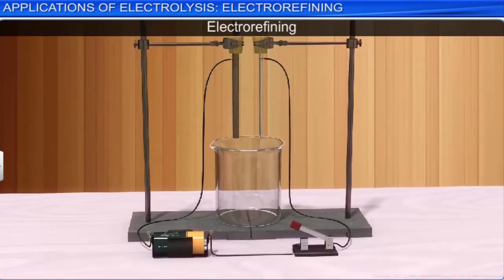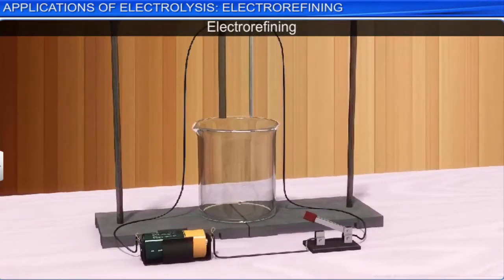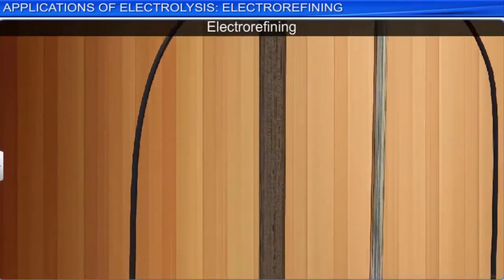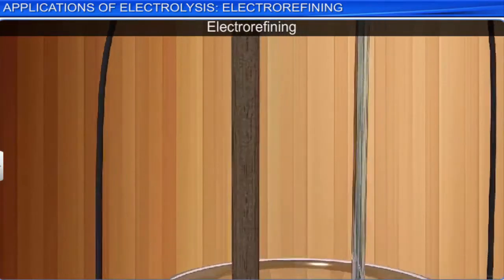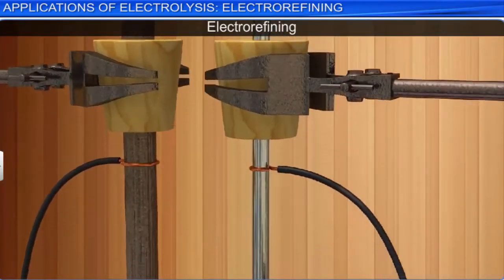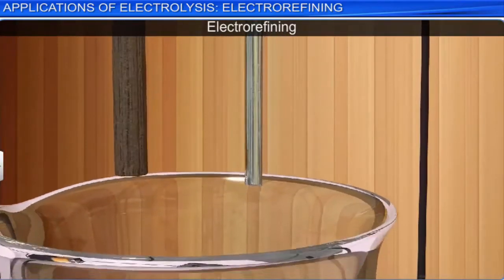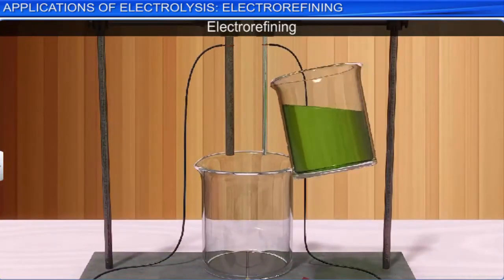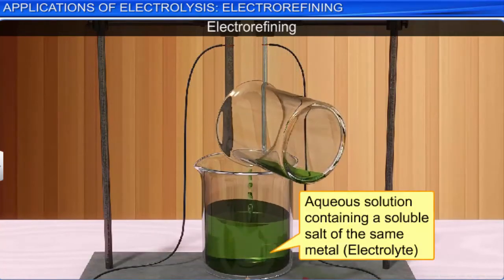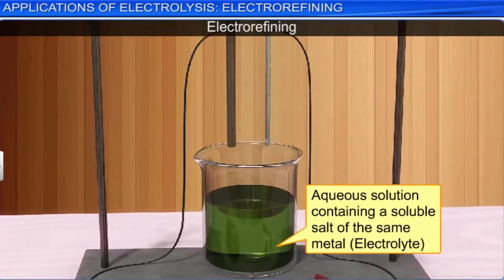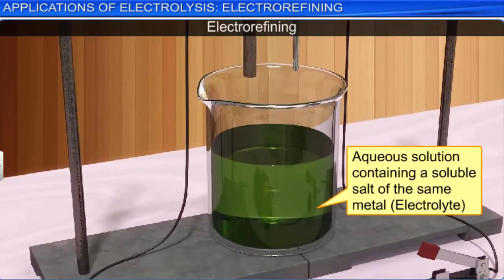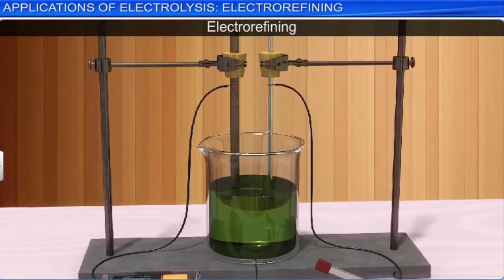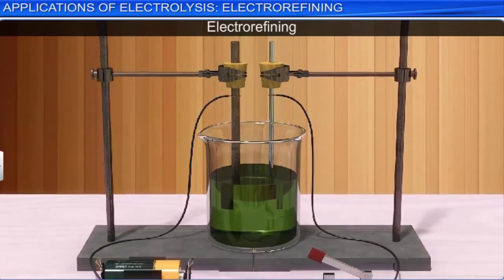In this method of purification by electrolysis, the impure metal is cast into a slab and used as the anode, while a strip of the same metal in its pure form is used as the cathode. An aqueous solution containing a soluble salt of the same metal is used as the electrolyte. Then, both electrodes are immersed in the electrolyte to complete the electro refining setup.